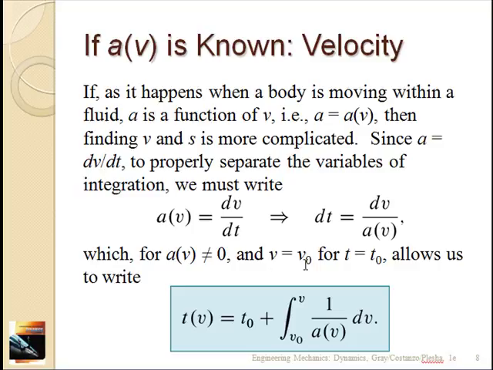If v equals v naught when t equals t naught, so our v naught is our initial velocity at the time t naught, then t of v is just t naught plus the integral from v naught to v of dv over a of v. So if they give us a of v, we can do this integral, and we know time as a function of velocity, and if we're lucky, we can solve for the velocity and we get velocity as a function of time.